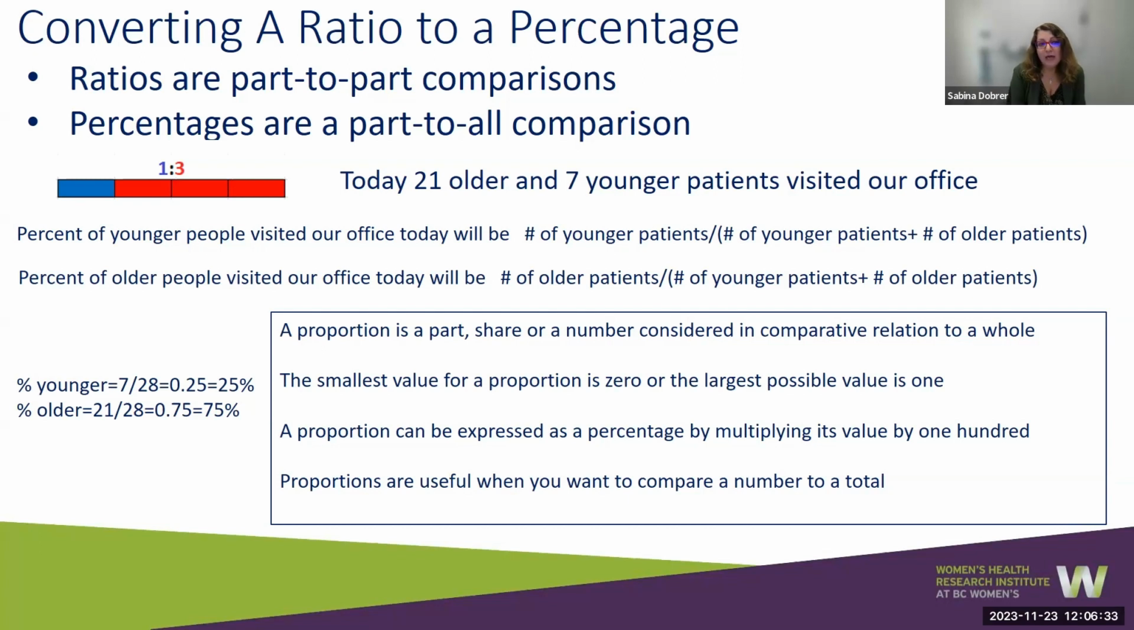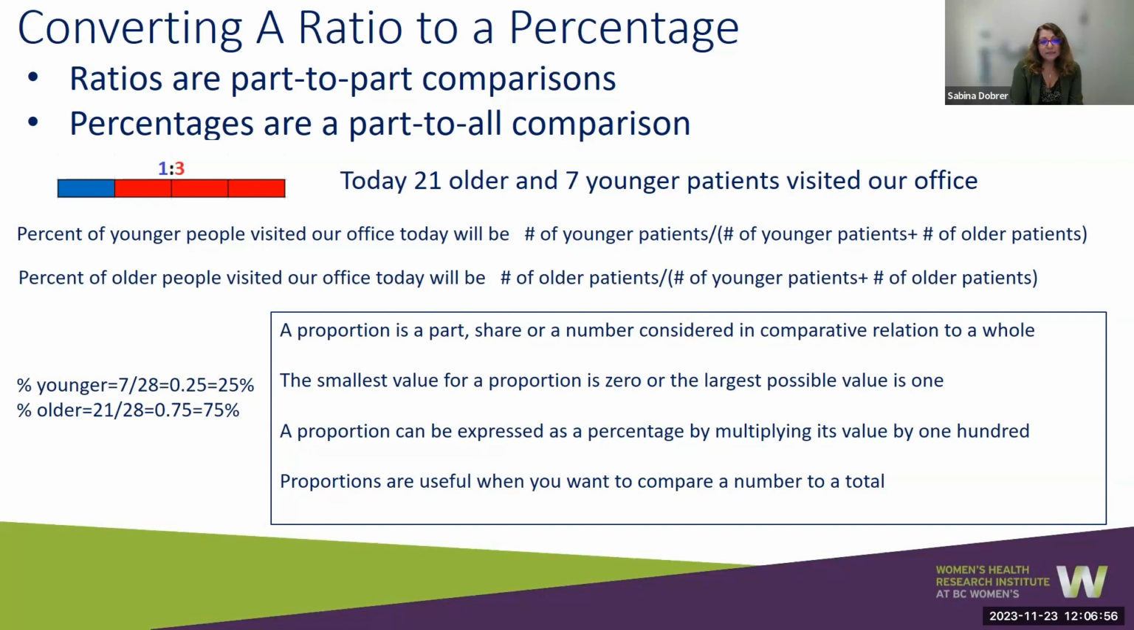So basically, if we had 7 younger patients in our office and 21 older, so altogether 28 patients visited us during this day, we can calculate proportions of younger and older people that came to our office during the day.